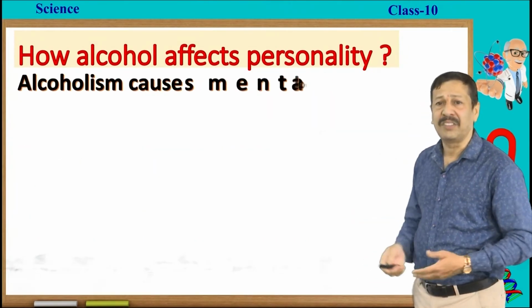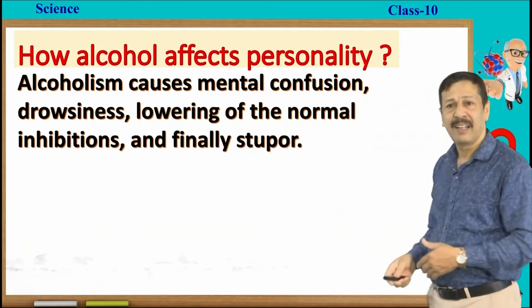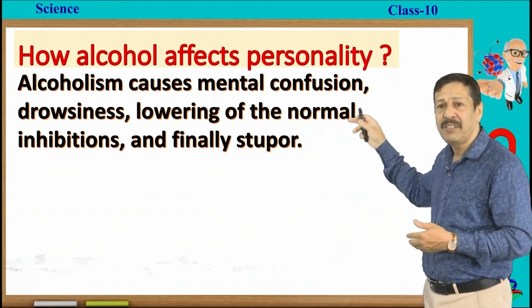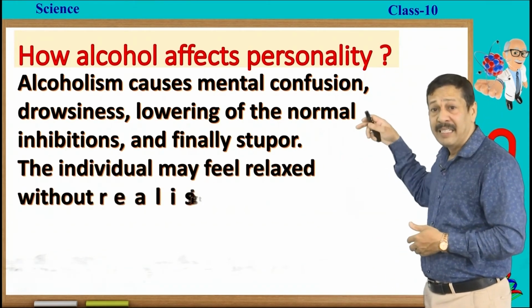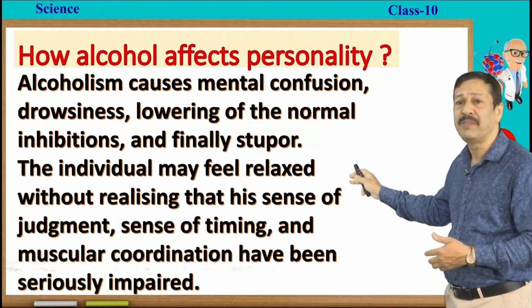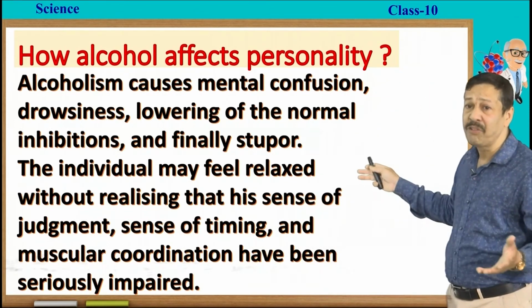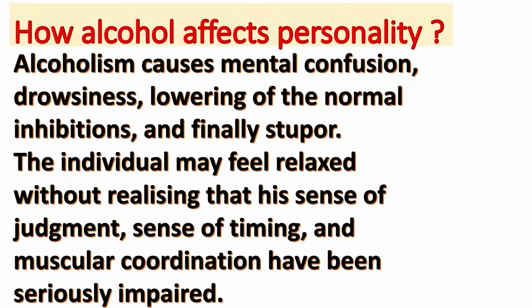What are the other things? Alcoholism causes mental confusion, drowsiness, lowering of normal inhibitions, and finally stupor. The individual may feel relaxed without realizing that his sense of judgment is affected, sense of timing is affected, and muscular coordination is lost. These are seriously impaired when the person consumes alcohol. That's why it is a dangerous practice.